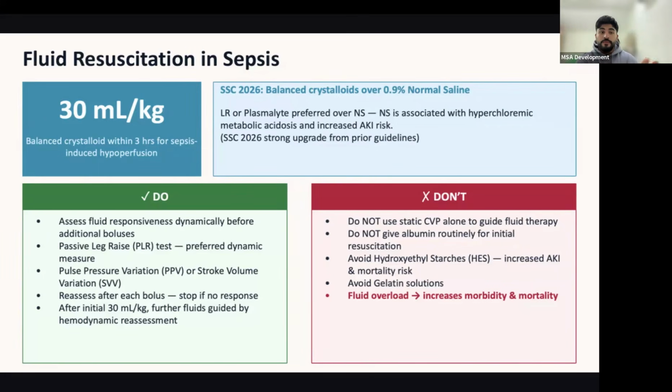There's a rate that you follow of 30 milliliters per kilogram within the first 3 hours of a septic patient who has hypoperfusion and hypotension, but you do not pump them on fluids because this will increase the risk of morbidity and mortality. Very important.